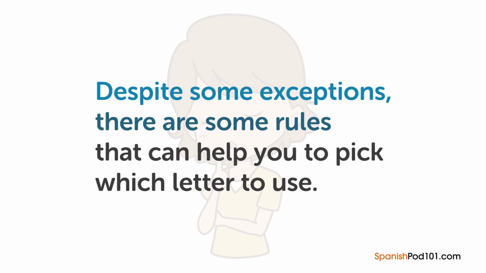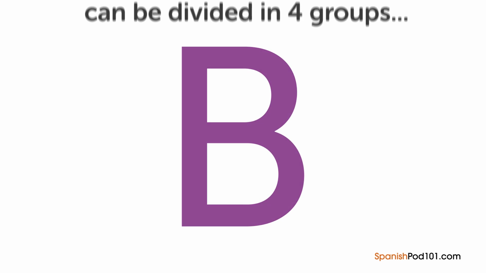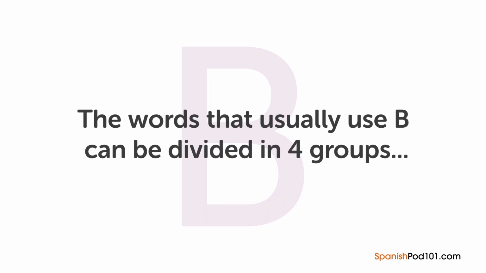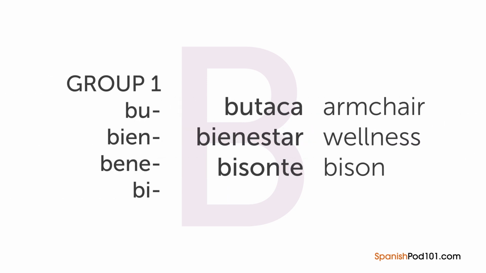Despite some exceptions, there are some rules that can help you to pick which letter to use. Let's start with B. The words that usually use B can be divided in 4 groups. First, all the words that begin with bu, bien or bene, and bi. For example, butaca, meaning armchair, bienestar, meaning wellness, and bisonte, bison.